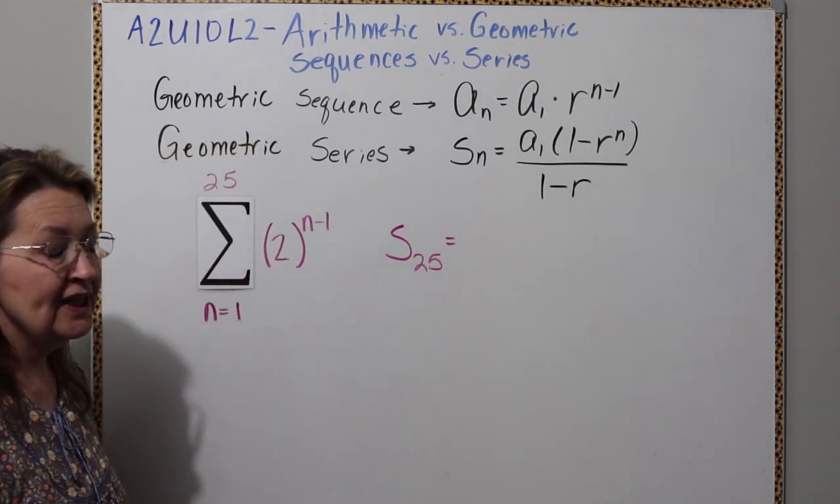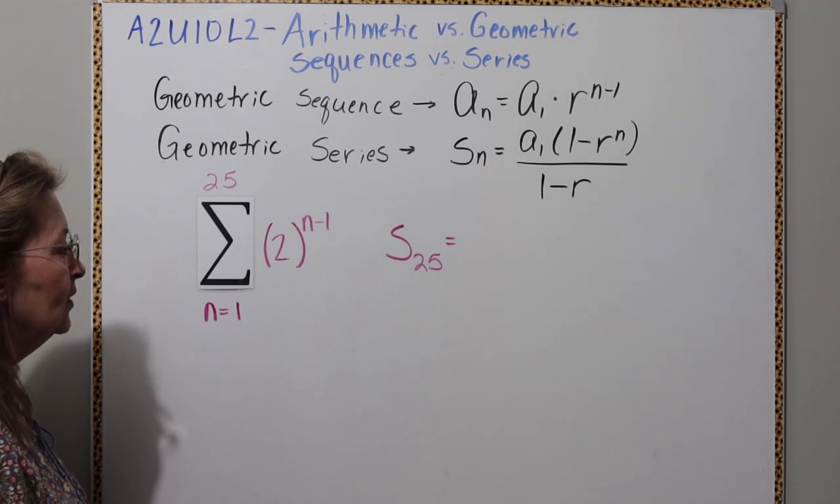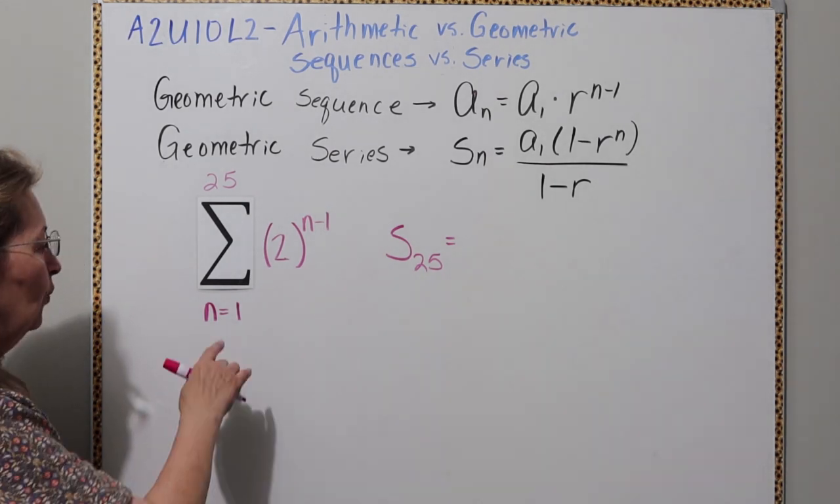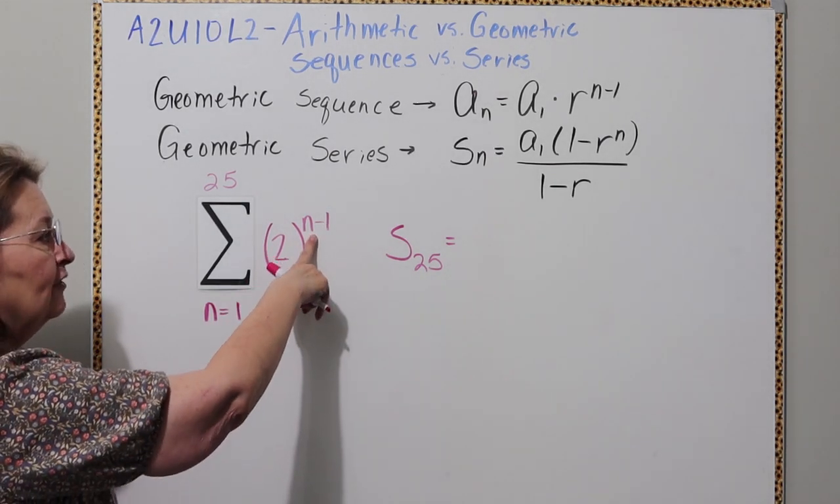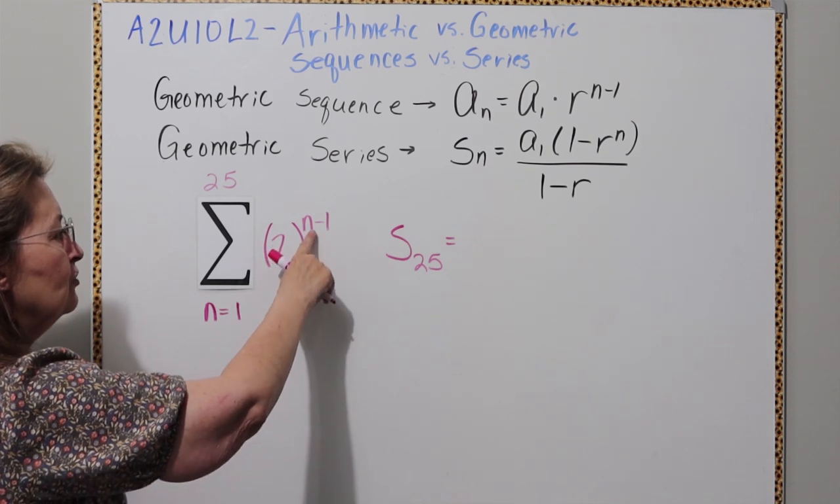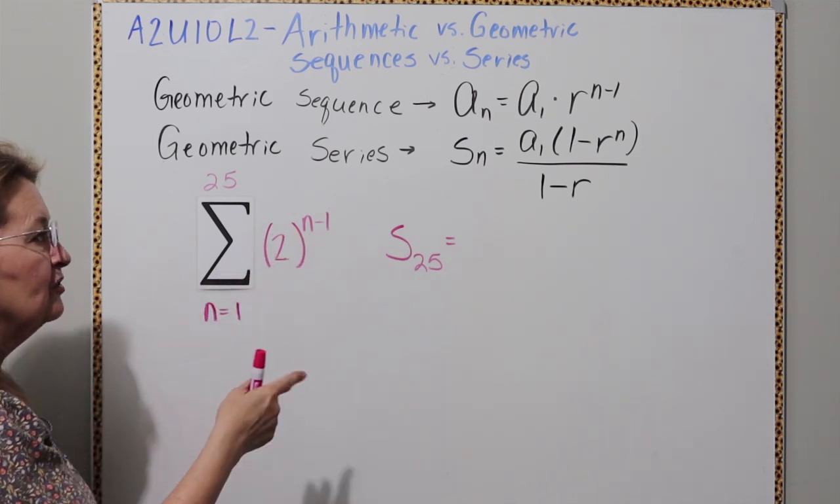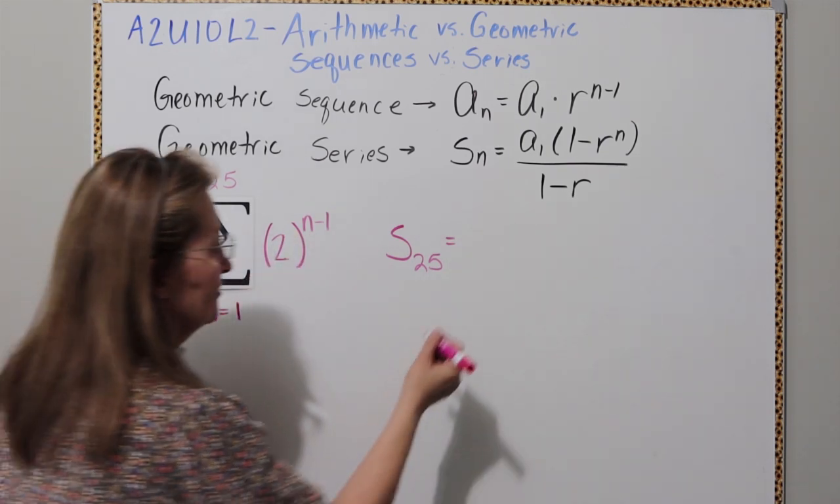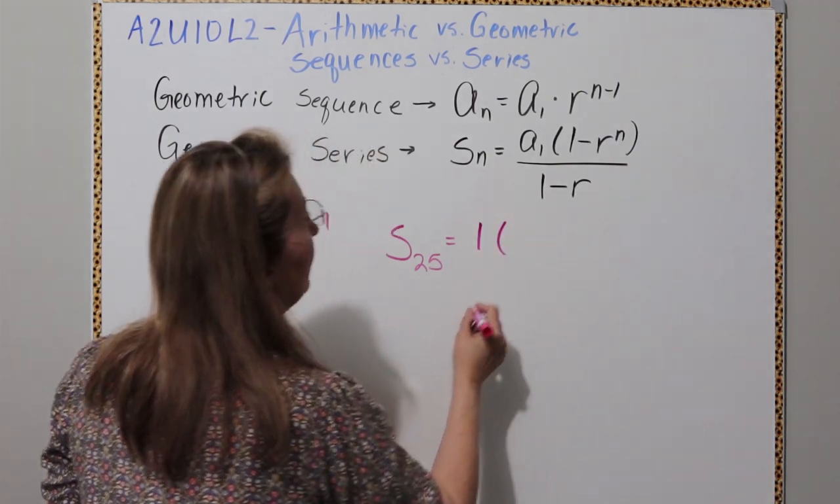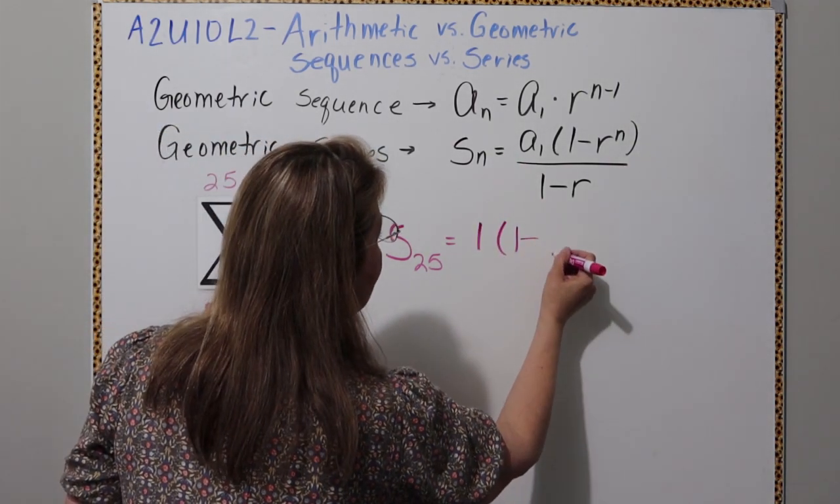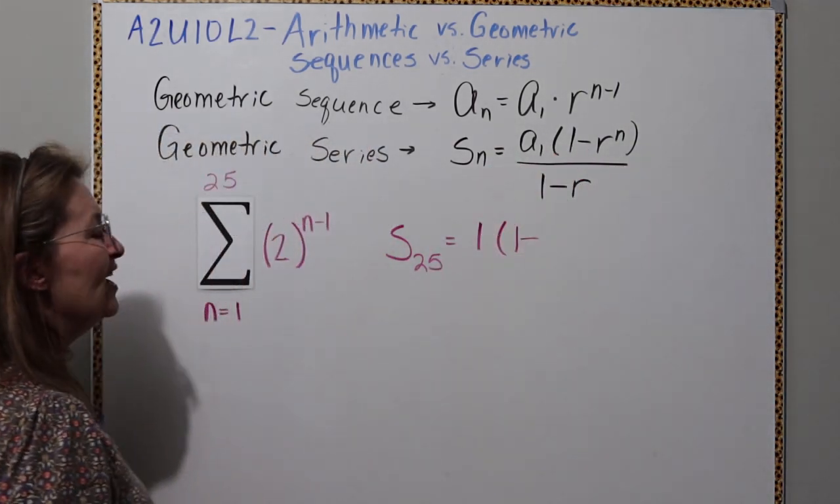Now, the first thing I need is the first term in the sequence. How do you find that? Well, you can plug in 1 for n. So 2 to the 1 minus 1 is 2 to the 0, which is 1. Alright, 1 minus. Now I need my ratio.